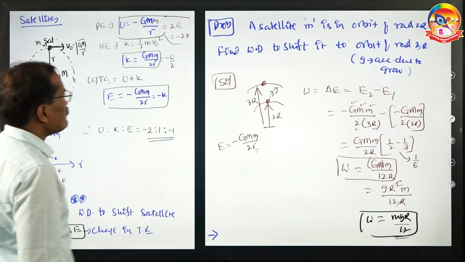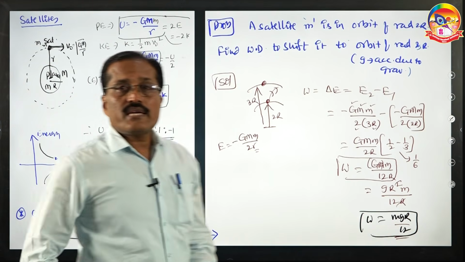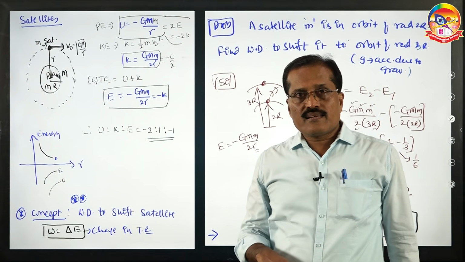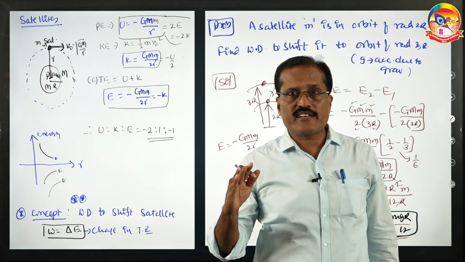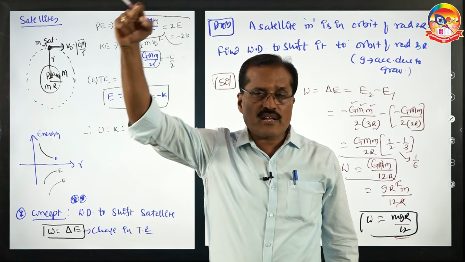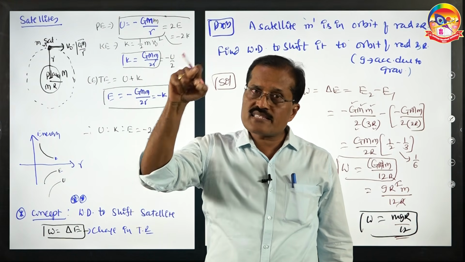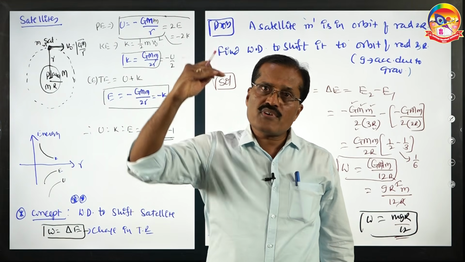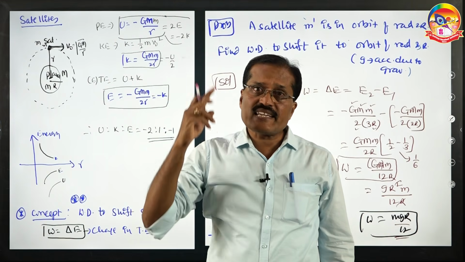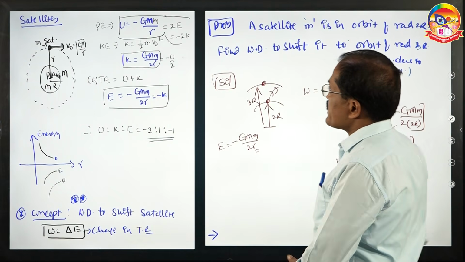Next, see children, the satellites. In case of satellites, they have an orbital velocity because the rocket is used to launch the satellite, and the satellite in a particular orbit will have some orbital velocity. With respect to orbital velocity, it has a kinetic energy, a potential energy, and a total energy. As the object goes away from the planet, the total energy goes on increasing, kinetic energy decreases, and potential energy also increases.